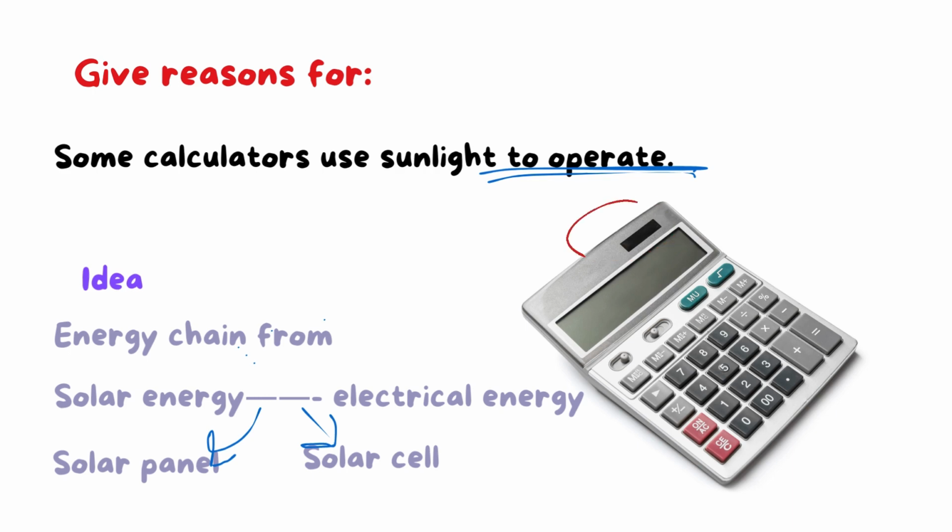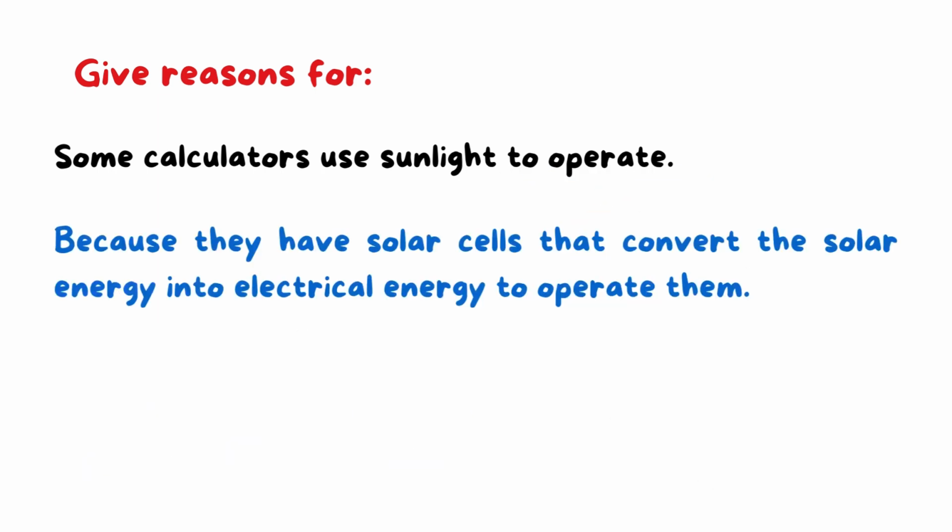Here in the calculators they have solar cells. So the answer here: because they have solar cells that convert the solar energy into electrical energy to operate them. So the answer again: because they have solar cells that convert the solar energy into electrical energy to operate them. Here we have an important question.